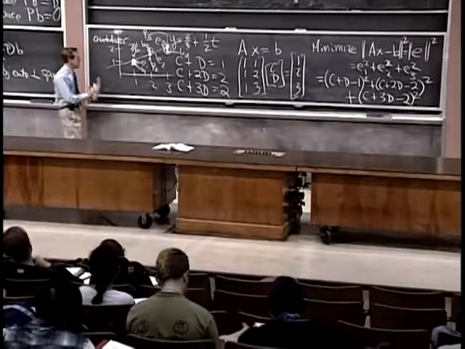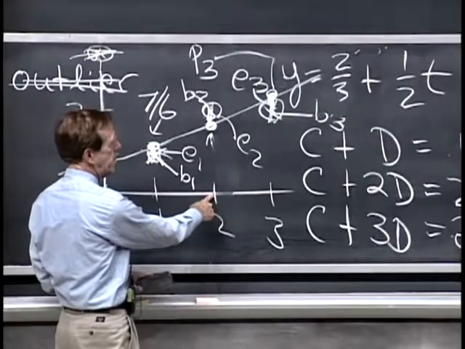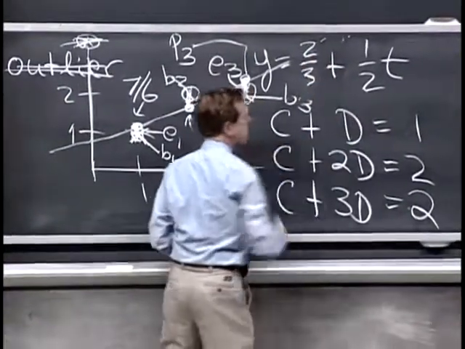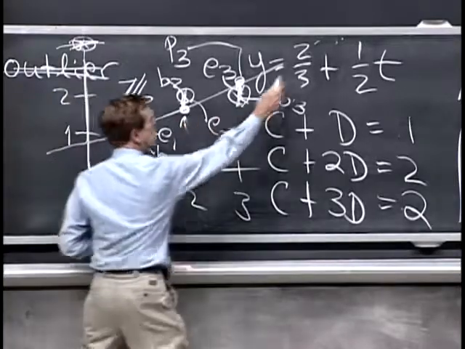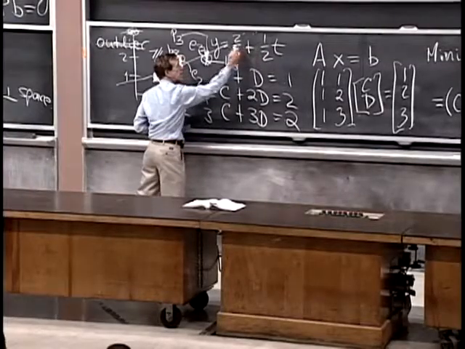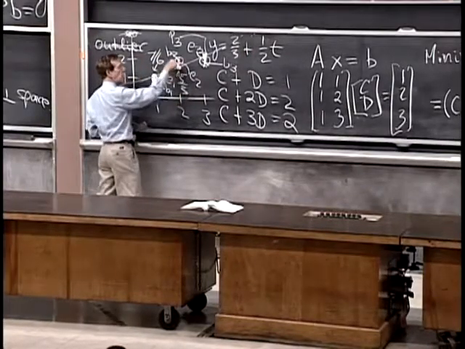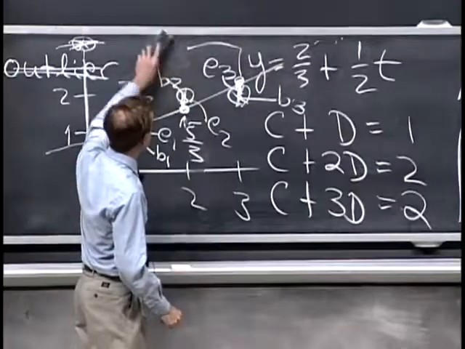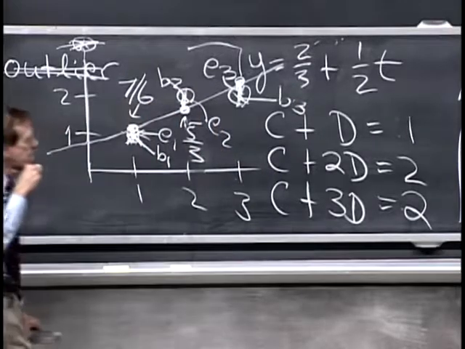Right, you see it all, right? What's P2? At the point t equal to 2, where's my line here? At t equal to 2, it's 2/3 plus 1, right? That's 5/3. 2/3, and t is 2, so that's 2/3 and 1 make 5/3. And that's, sure enough, smaller than the exact 2. And then the final P3, when t is 3, what's 2/3 plus 3/2?